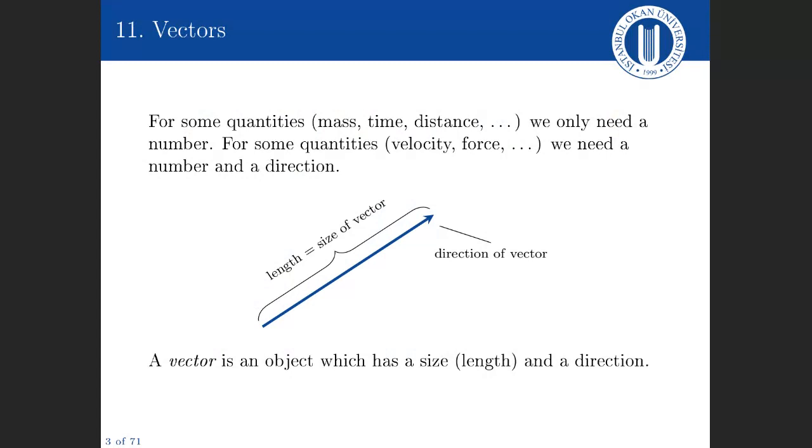For some quantities, for example mass or time or distance, we only need a number to describe the quantity. But for some quantities, for example velocity or force, we need both a number and a direction. And this is what we use vectors for. A vector is an object which has a size and a direction. We can think of a direction as an arrow. The length of the arrow tells us the size of the vector, and the direction that the arrow points in gives us the direction of the vector.